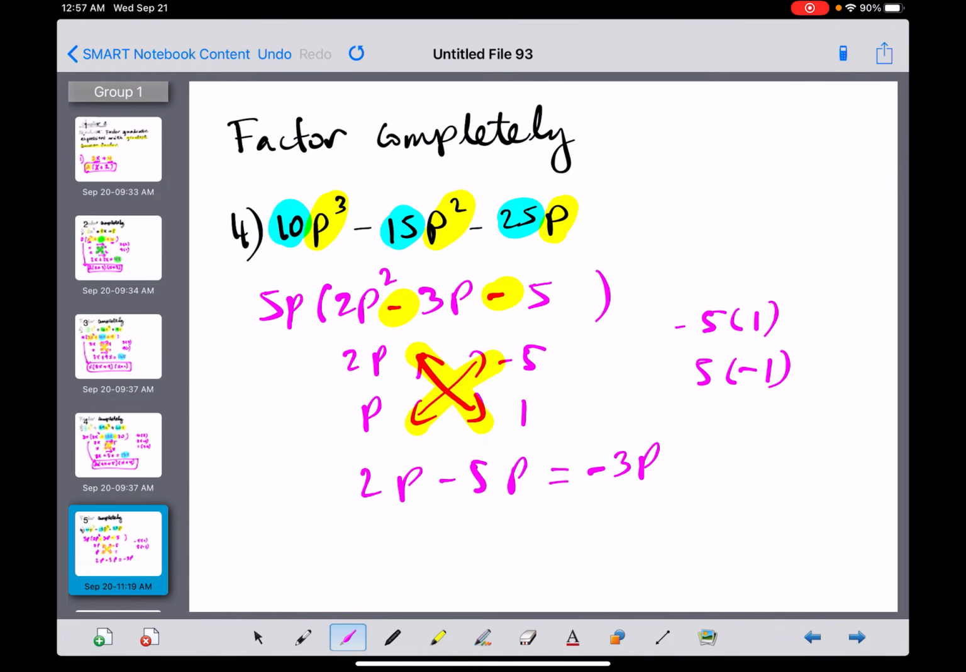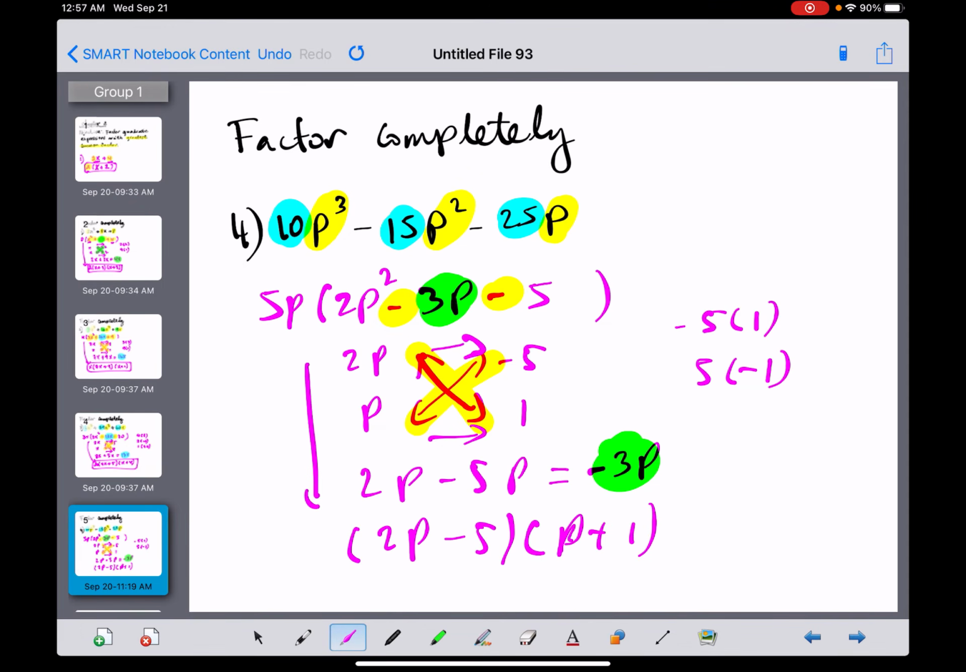Now it matches, right? Because this matches with that. So look straight across to write down your answer, which is 2p minus 5 times p plus 1. And again, don't forget the greatest common factor, 5p. And we are done, okay?